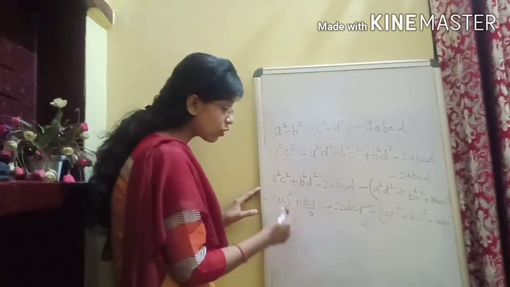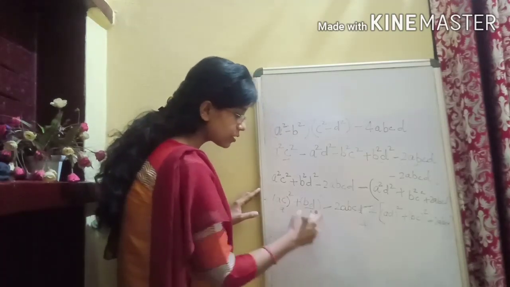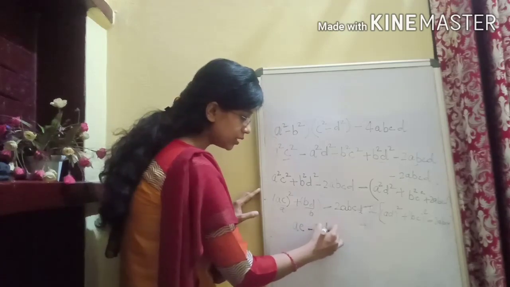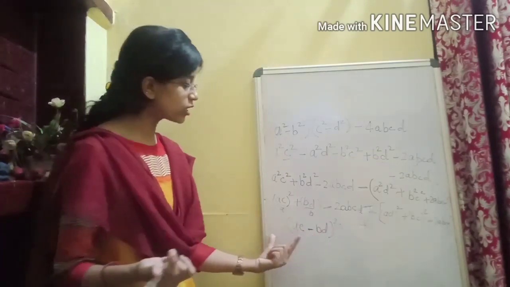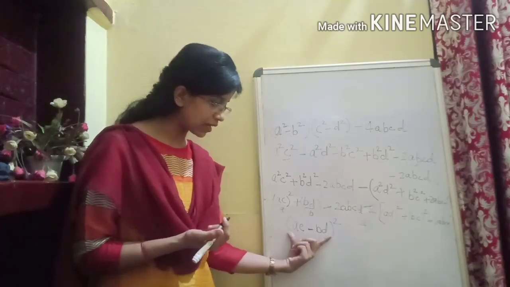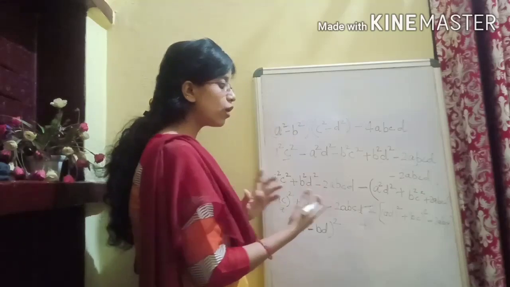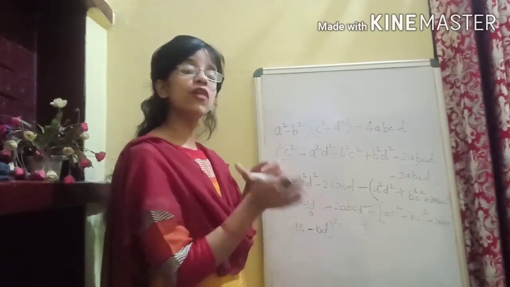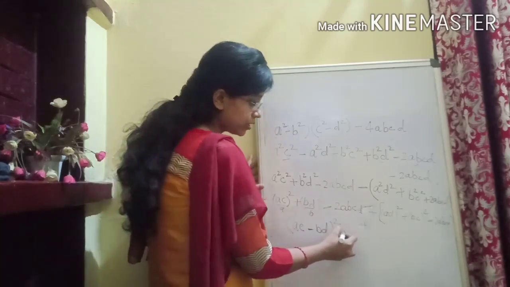So a minus b, according to the identity, where your a is AC and b is BD, will be ac minus bd whole square. If you are not clear with that, just open this bracket according to the identity and you will get exactly this term. I hope you are now aware of these things since you have solved the chapter on expansion and we did these things.